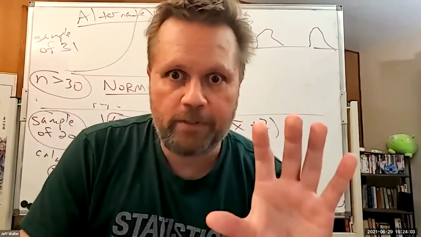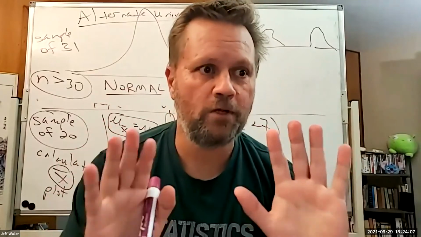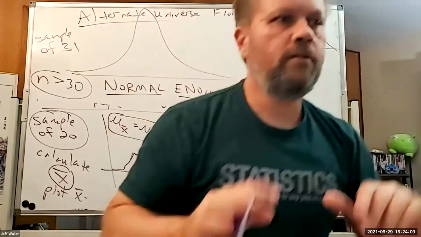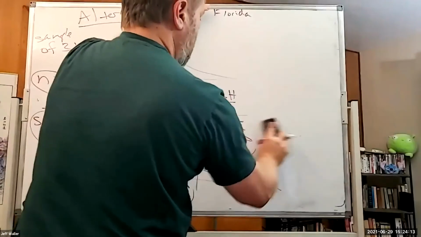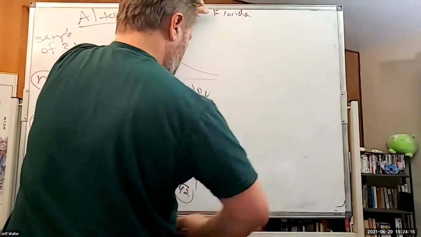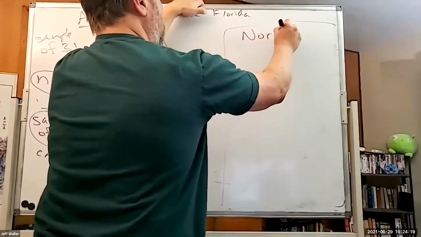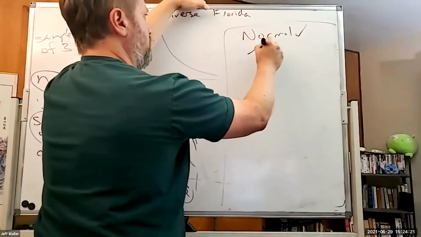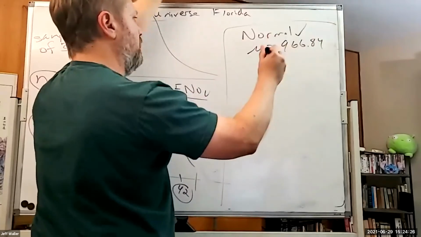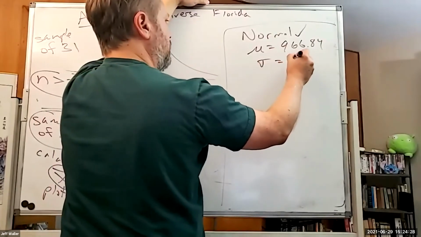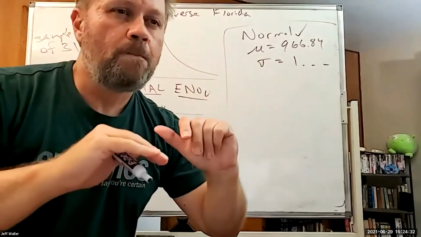All right, stay with me. This is so weird. When I ask you a question and I give you the fact that it's normal, didn't I tell you that it was normal? Yes, I told you it was normal. Check. I gave you the mean, whatever that was, 966.84 maybe? And I gave you the standard deviation, 100 and something. So I gave those to you.